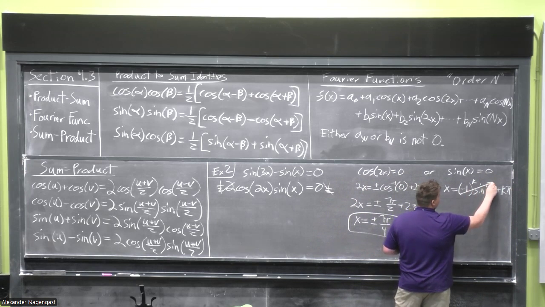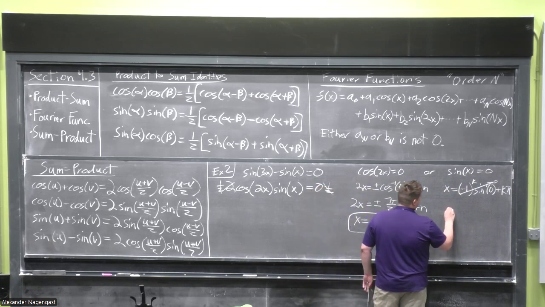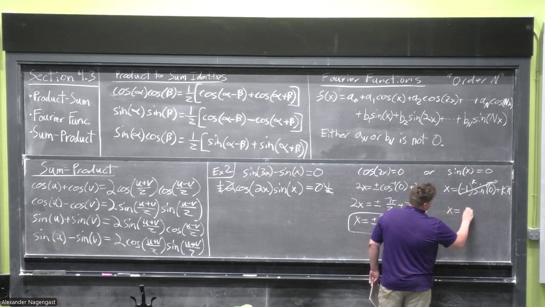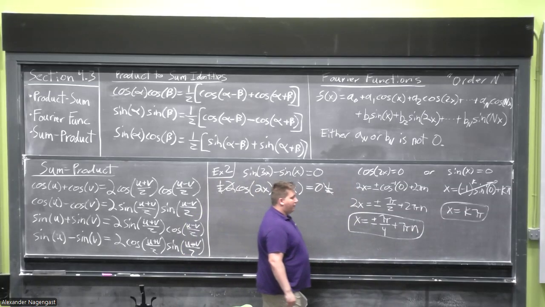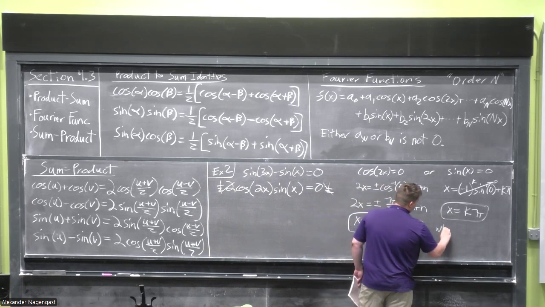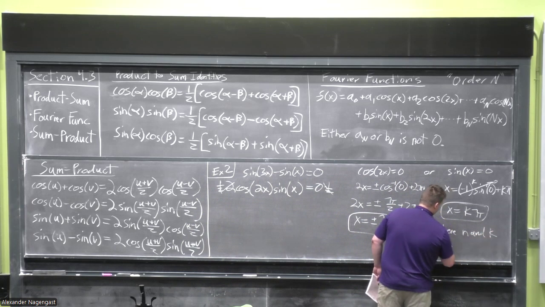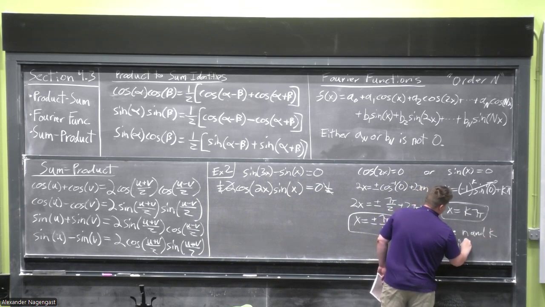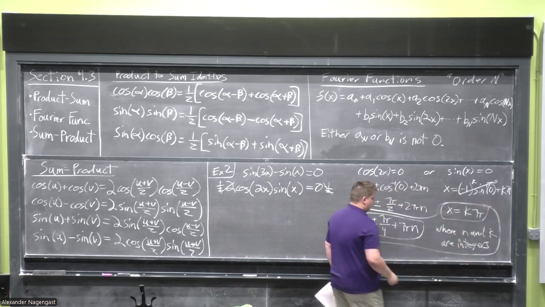So negative 1 to the power of k times sine inverse of 0 just goes away, which leaves us with x is equal to k pi. Again, k is an integer in this fashion, and we can make a note of that and just say where n and k are integers. And that would be a complete answer.